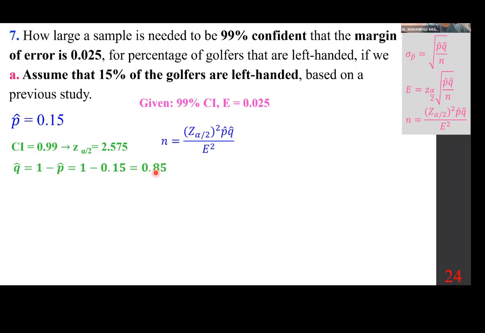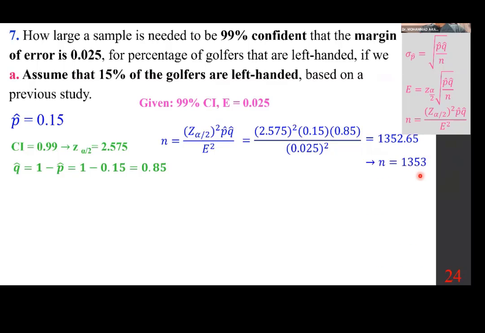So I hope you see the importance of writing all the given. Plug in. Don't forget to put the proper numbers, their decimals, you're squaring. And again, you must round up. It doesn't matter if this is 0.6 or 0.1. It gets rounded up to the next number, a discrete number, 1,353.